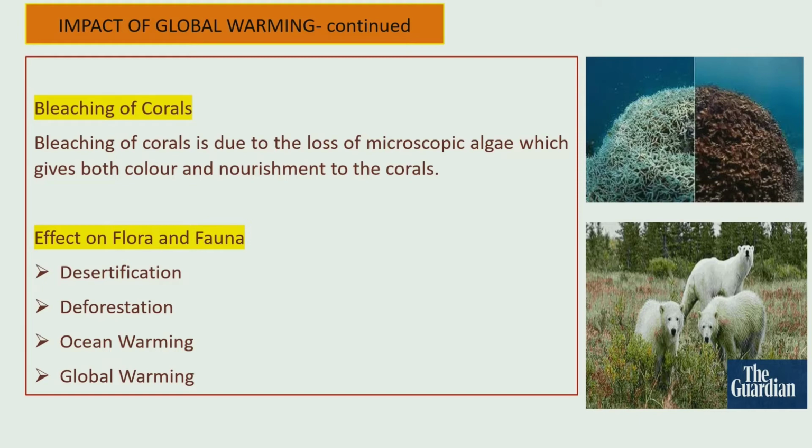Then the fourth point is the effect on flora and fauna, animals and plants, and how global warming is affecting them. Plants and animals react to warmer temperatures by moving to higher elevations and latitudes. So when the temperature is higher, there is a tendency for plants and animals to move towards higher altitudes and higher latitudes.